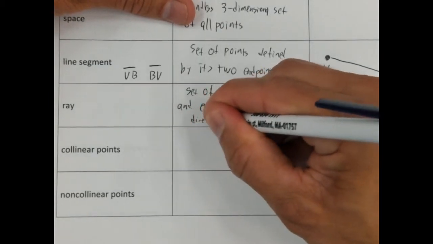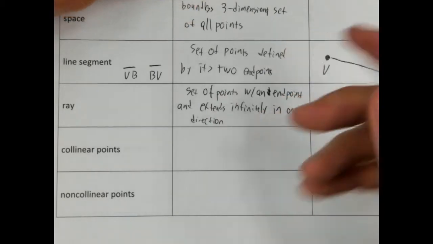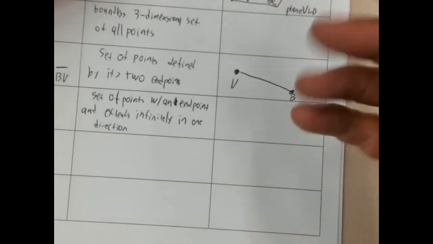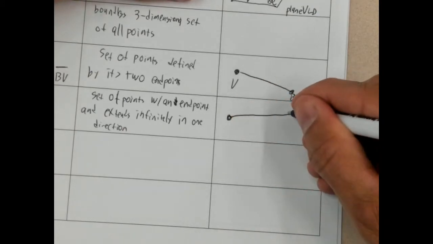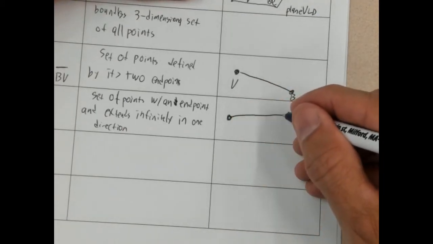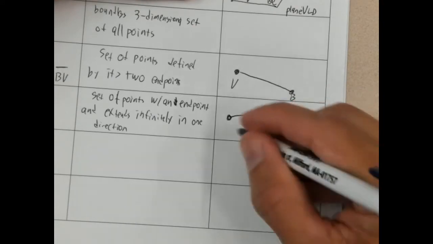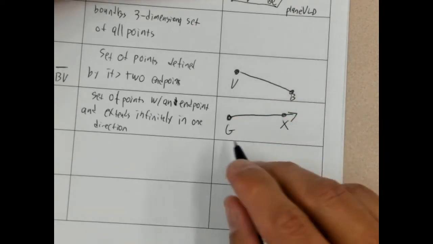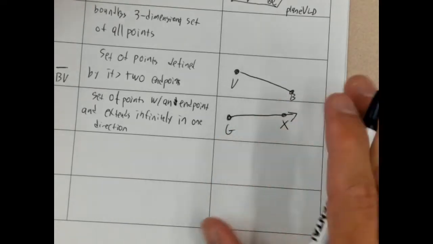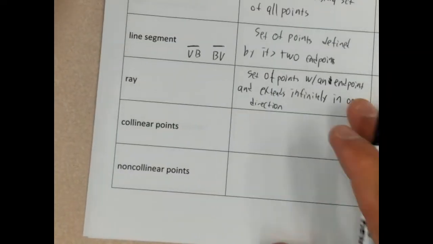Okay, what does that look like? Think of it as like a laser, right? If you have a laser pointer, it has an endpoint, it goes infinitely in another direction. So we're going to have an endpoint here, and it's going to go, let's say, that direction. You need another point, though, along that ray. So we're going to call this GX. So it's ray GX.